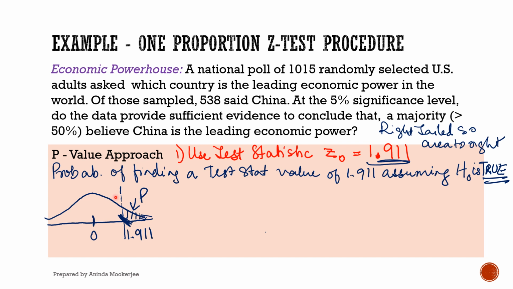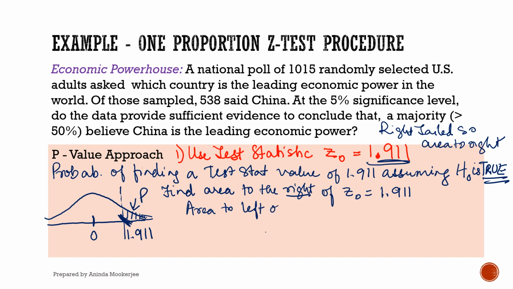All right. So let's go ahead and find the area. Find area, let me write that here, the step that we are performing. Find area to the right of Z sub 0 equals 1.911. All right, and how do we find that area? First, find area to the left, especially from a table. If you're finding it using your table, area to the left of 1.911 is, what is it?